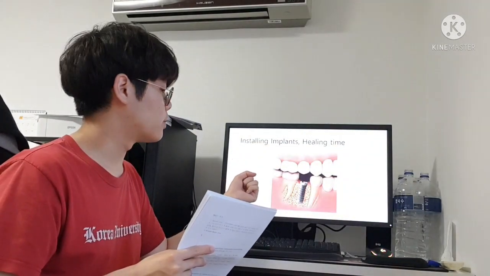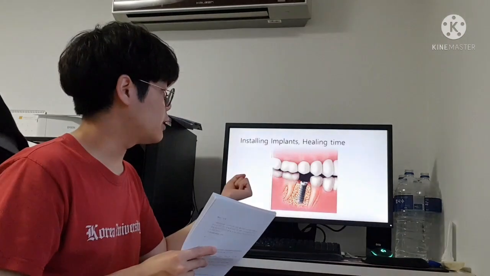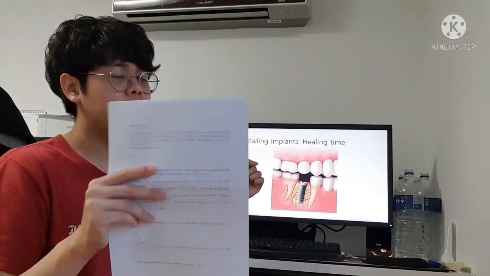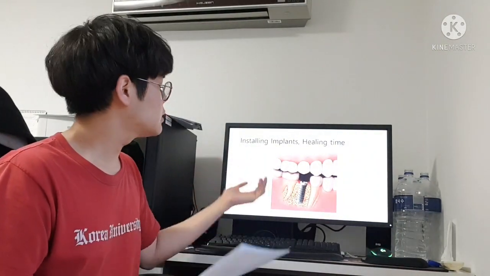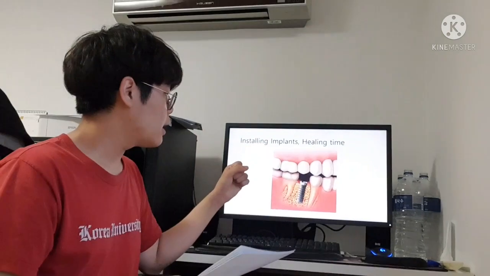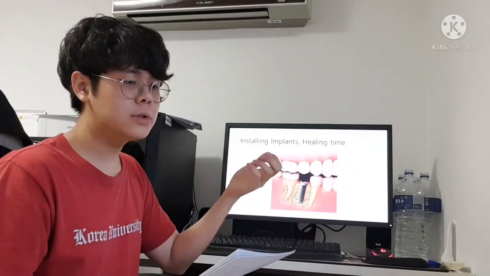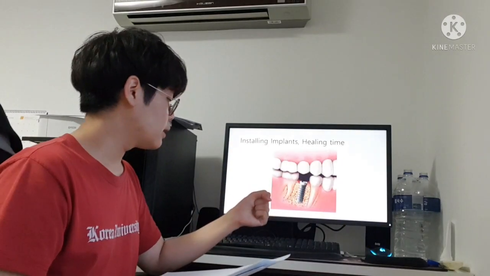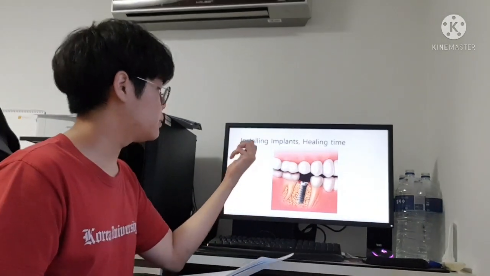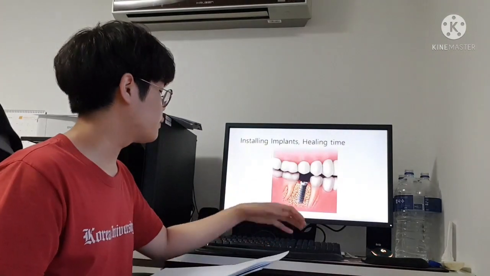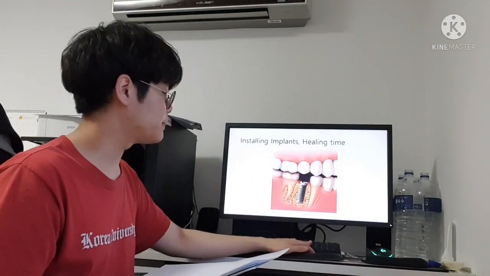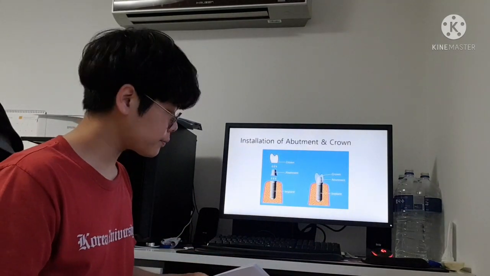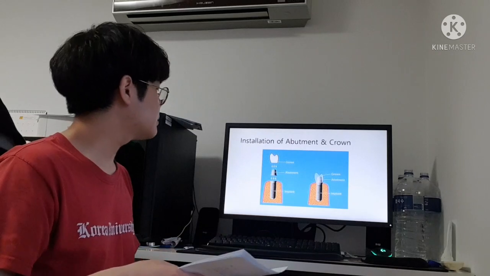It's not just for the patient's condition, but we have to wait for the implants and bones to fit well together. While the bones heal, implants and bones get stuck harder, like putting on some glue. So we have to wait for the implants to become harder. And after we wait for the healing time, we install the abutment and crown.